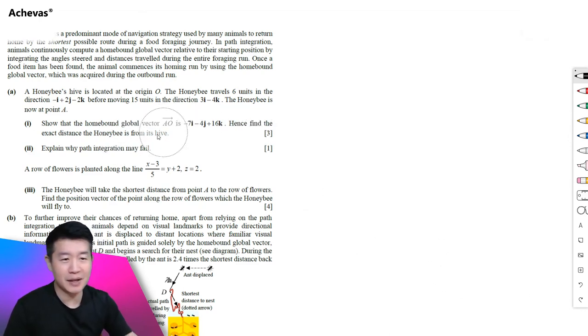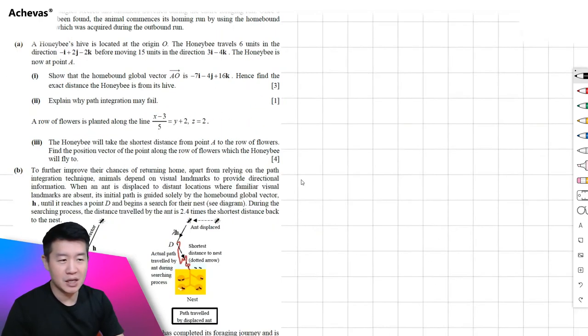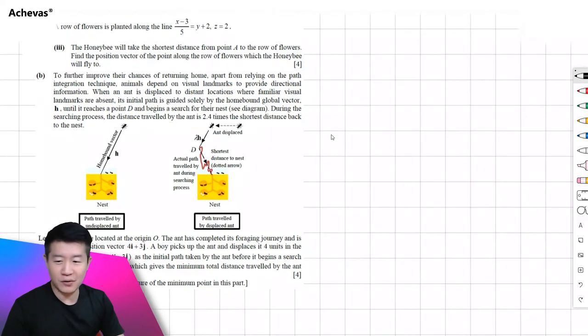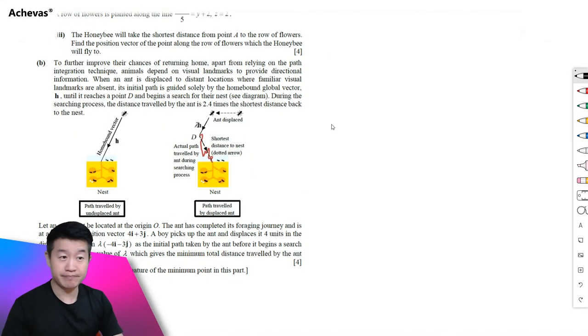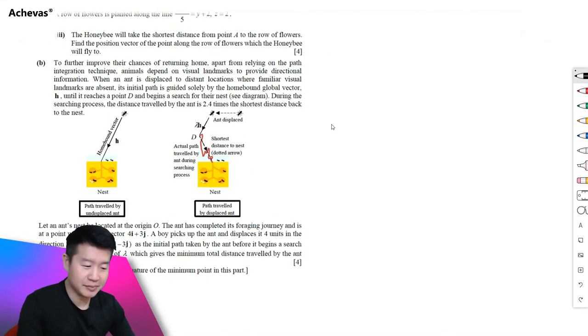So anyway, the last part of this question, B. B is not exactly very, very difficult. But for B, you need to trace and follow through what the question tells you in order for you to do something like B.